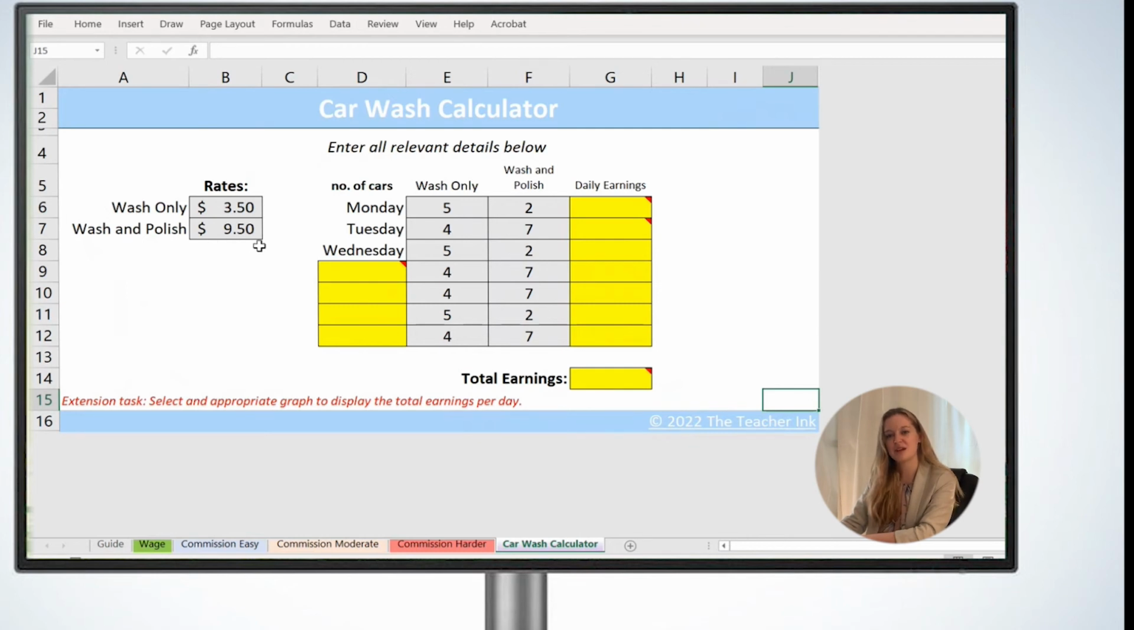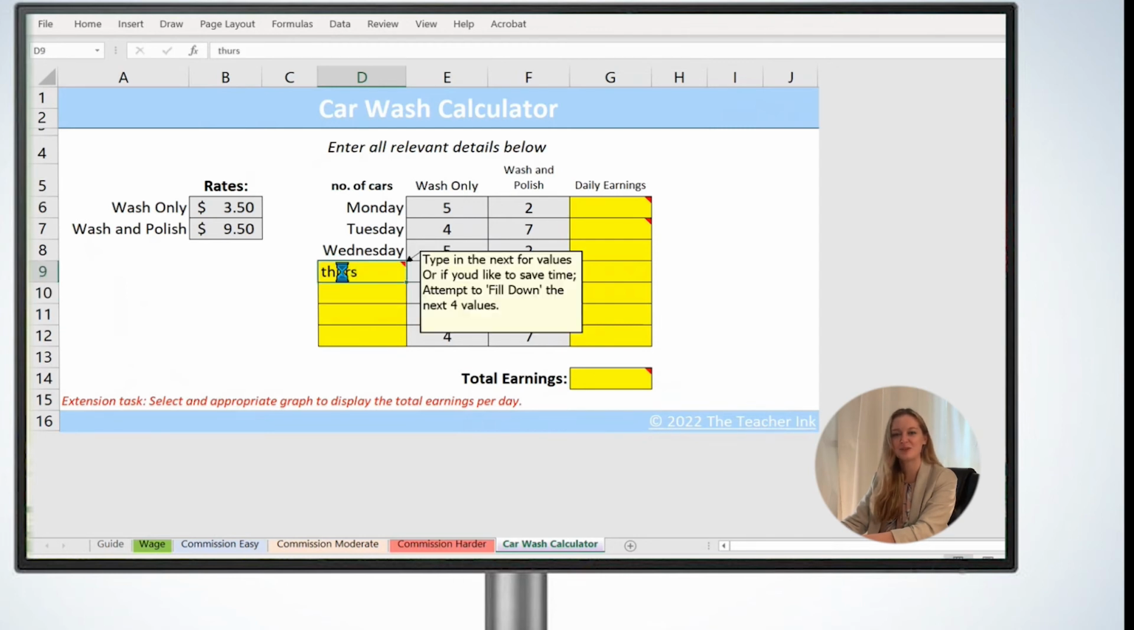The table here shows me how many cars have come through on each day for the wash only and for the wash and polish. We are required to calculate the total daily earnings for each day, but you'll also notice I seem to be missing 4 whole days. Now, if I wanted to waste time, I could go through and type in each day. Ugh, boring. Let me show you a cool trick.